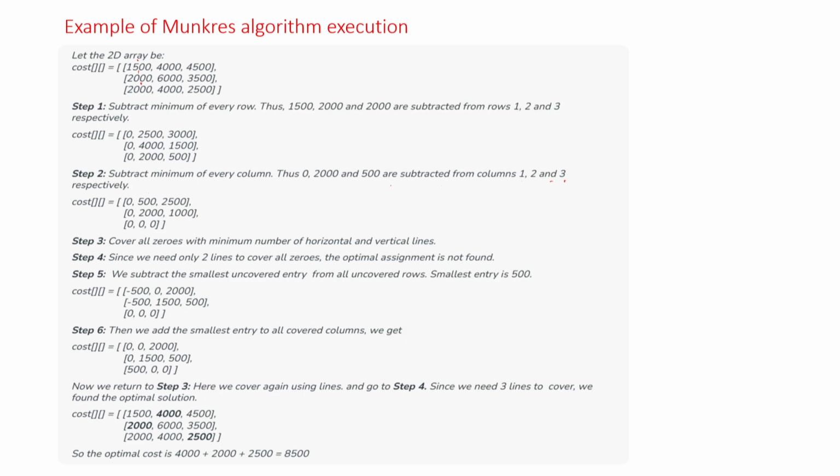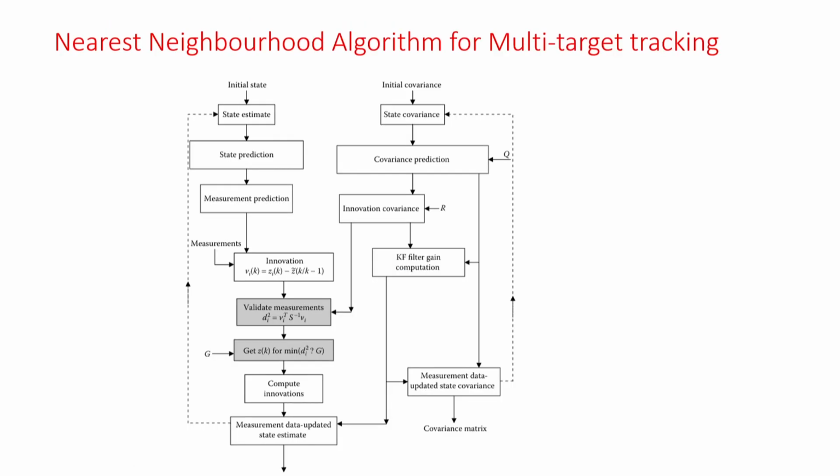Once I do that, I cover the zeros with horizontal and vertical lines. Then we subtract the smallest uncovered entry, which is 500, and we get it like this. Then we repeat the next steps, and finally we get a 1:1 pair, this one and this one, and the optimal cost is this. So, this is just a numerical algorithm showing how the Munkres algorithm actually works. I won't go into details because this is already covered in your operational research or optimization classes. But there will be a problem with this in tracking.